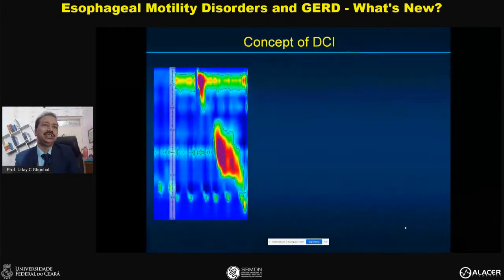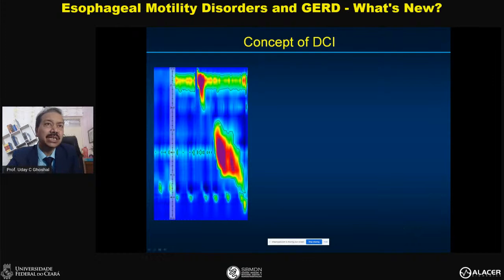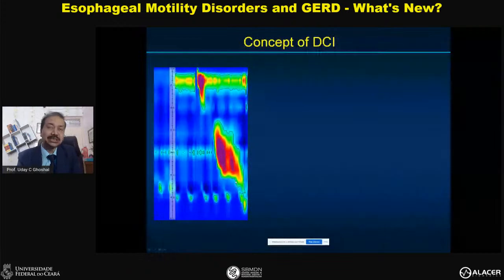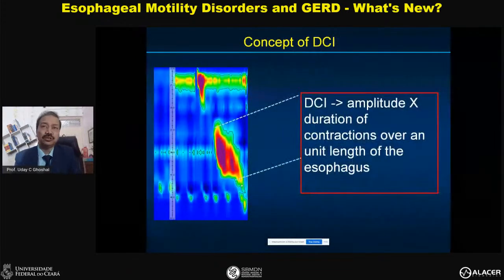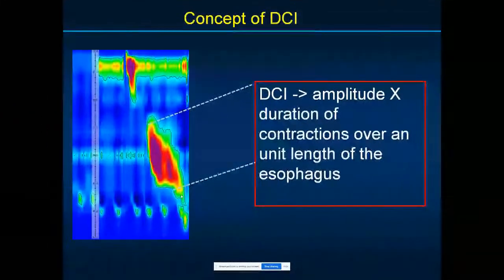What is the concept of DCI? DCI is distal contractile integral. Typically you calculate it in a zone which is below the transition zone. That means it starts from here and goes till this deceleration point, which I will explain later. So what is DCI? DCI is the amplitude of contraction times the duration of contraction over a unit length of the esophagus.